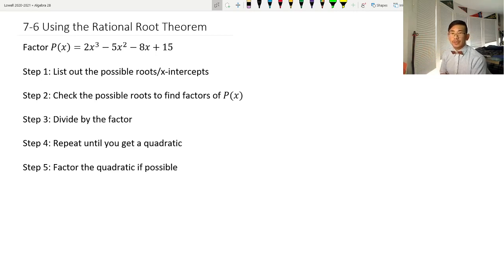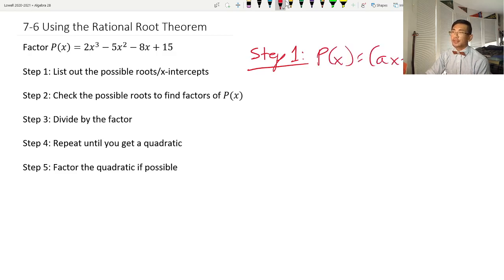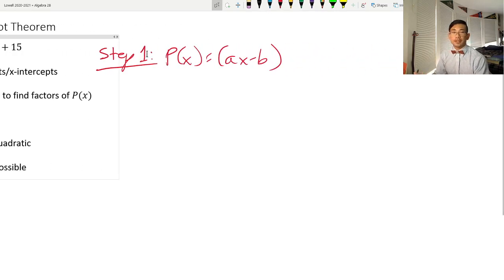So the first step is to figure out all the possible roots slash x-intercepts. Let's work on the side here. Step one, find the possible roots or x-intercepts. Again, these are values that when I plug them in, I'll get 0, hopefully. Now again, p of x I know is that, and so all the linear factors are going to look like ax minus b, times ax minus b, and so on.